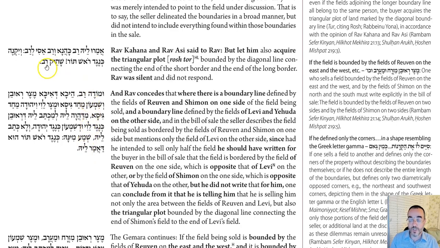Now, even though Rav seems that he did not agree with Rav Kana and Rav Aseh in the previous case, he would agree that if there were on one side borders of Reuven and Shimon, and on the other side there were borders of Levi and Yehuda, and the seller, if he wanted to sell the entire 100 amah field all the way across on all sides, then he should have written that he's selling the land of Reuven, that's parallel to Levi, and that of Shimon, that's parallel to Yehuda. But he didn't write that, so therefore it must mean that he wants the triangle or trapezoid shape.